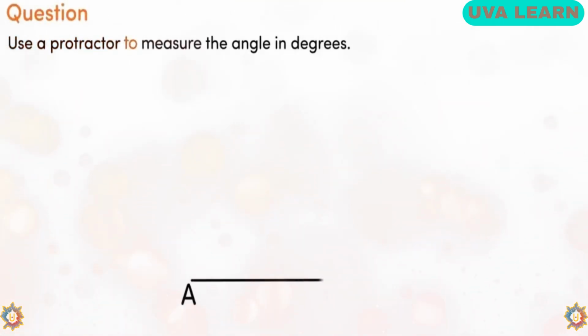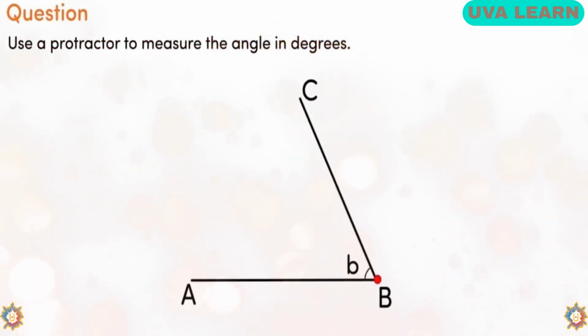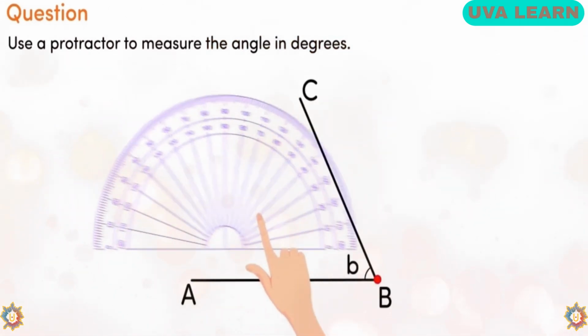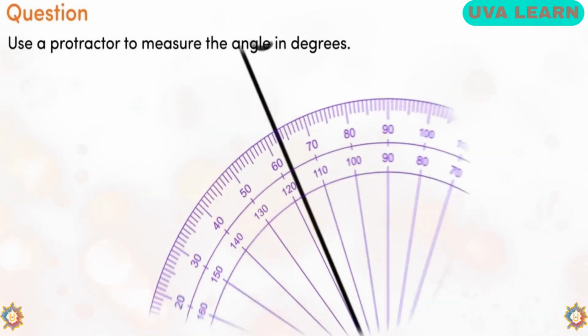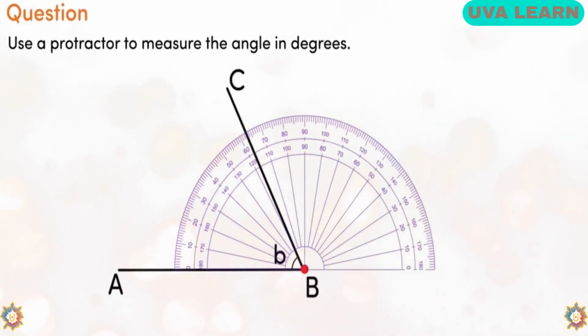Perfect. Let's move on. Use a protractor to measure the angle in degrees. Pause the video and try to follow the steps we used for previous examples. Did you manage to find the answer? Let's go through the steps. Did you check that the center of the protractor is placed on the vertex B? Checked. Did you also check that the baseline is on line AB? Checked. Did you choose to use the outer scale? That is right. We use the outer scale, because line AB is at 0 degrees on the outer scale.